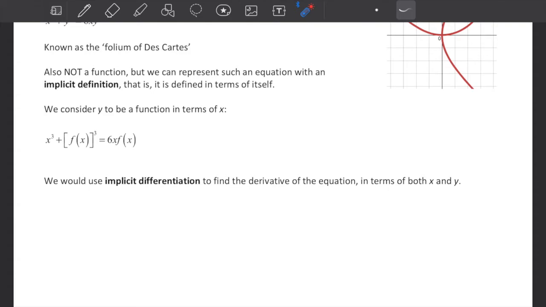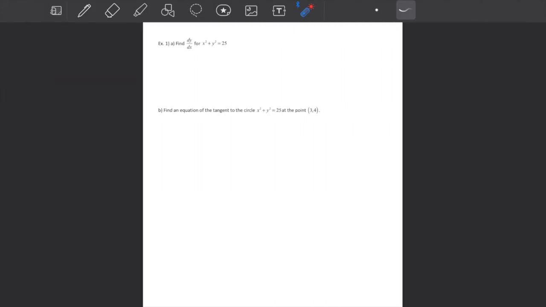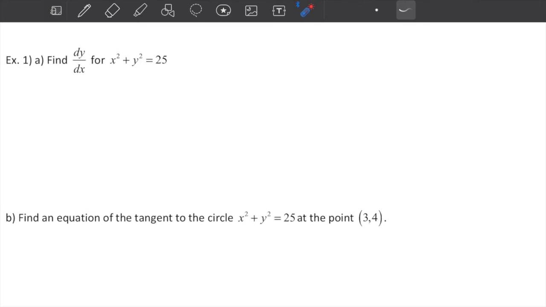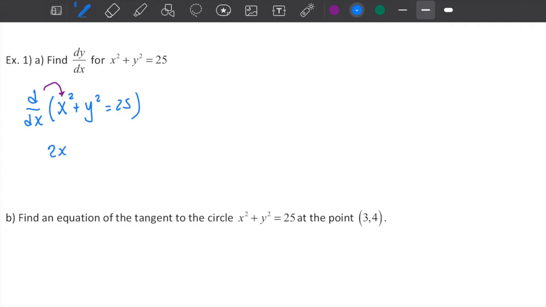So we're going to use this implicit differentiation to find the derivative of the equation in terms of actually both x and y. So let's see how this works. Let's find the derivative of x squared plus y squared equals 25. I'm going to take d dx of that entire statement. So I'm applying this operator to my equation. And the way this distributes, I'm thinking, okay, I've got to take the derivative of x squared. That's going to be 2x.